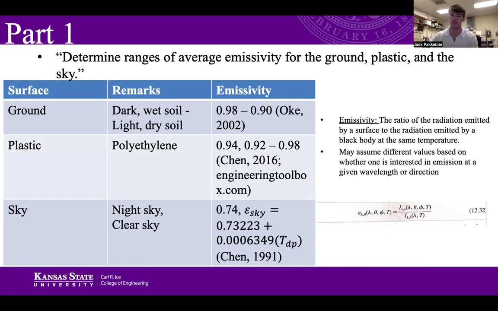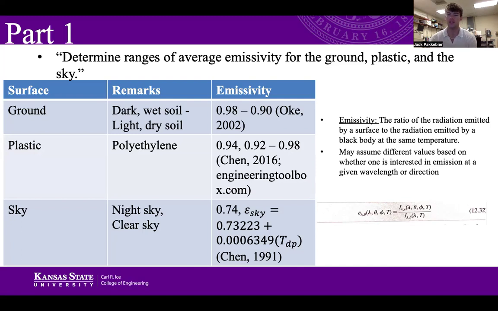So for part 1 of this project, it asked for us to determine the ranges of average emissivity for the ground, plastic, and the sky. The reason we need to do this is because we're going to be looking at a hoop house, greenhouse setup. So we're going to need to know things such as the ground emissivity, the hoop house emissivity, which would be made of a plastic, and then the sky as well. So for the ground, dark wet soil to light dry soil, you could have an emissivity of 0.98 down to 0.90, where the dark wet soil would have a higher emissivity compared to the light dry soil.